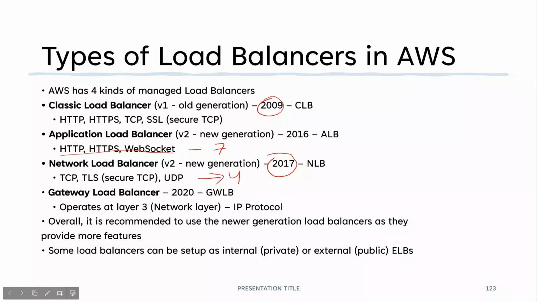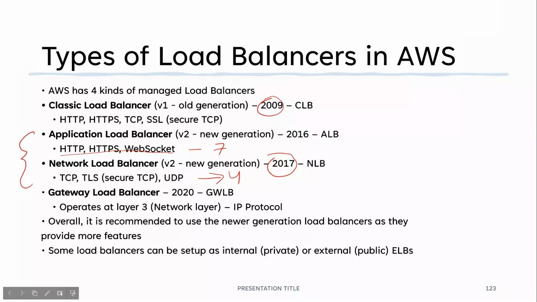So it works on layer 4. Then we have the gateway load balancer, which was developed in 2020. It operates at layer 3, which is the network layer, and it basically operates with the IP protocol because it is a layer 3 protocol, right? Network layer protocol. Now it is always recommended to use the newer generation. So basically it is recommended to use these three for your application purposes.